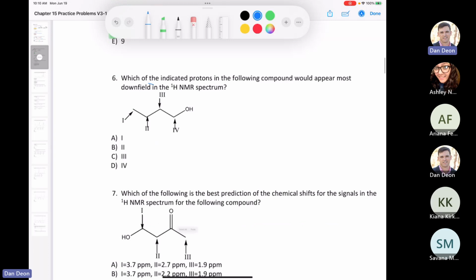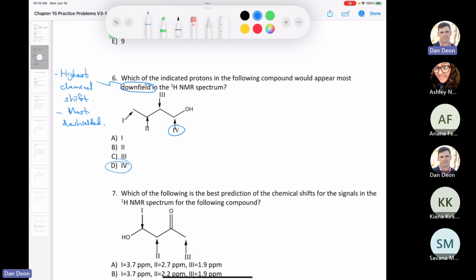So remember, downfield is highest chemical shift. Okay, most deshielded. So if I look at all of these, could anybody tell me which one of these is going to be most deshielded or have most electron density removed from around it? Yes, it's going to be these ones, isn't it? Number 4 or D, right?